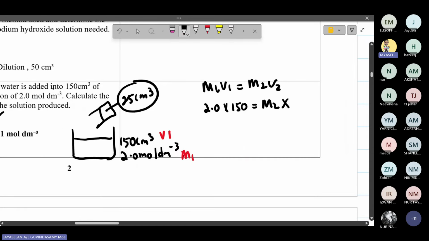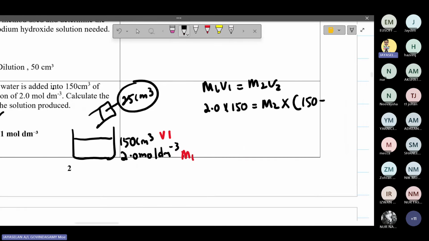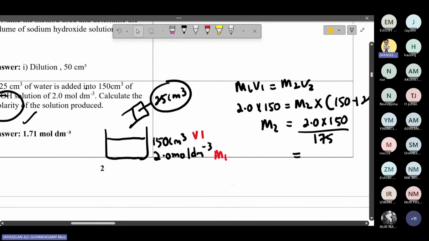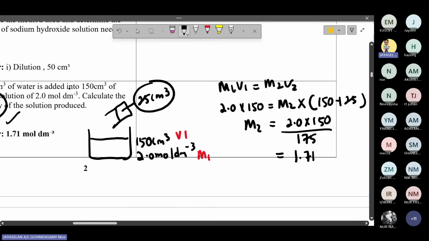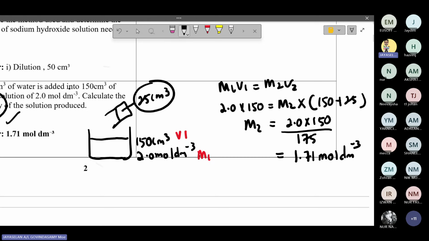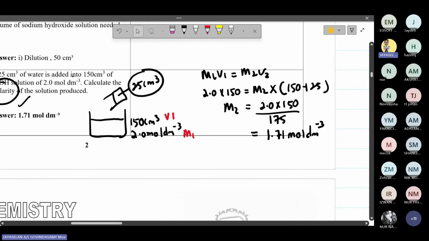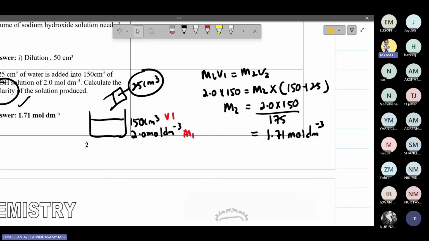Volume after add water is how much? So 150 plus 25 distilled water. Then find the answer. So you want to find the M2. What you do? 2.0 times 150, which is 300, divide with 175. So calculator, find the answer. You will get 1.71 mole dm⁻³. Senang je, soalan macam ni. 2 markah. So this type of question lama tak diuji. So if they uji tomorrow, make sure full mark.